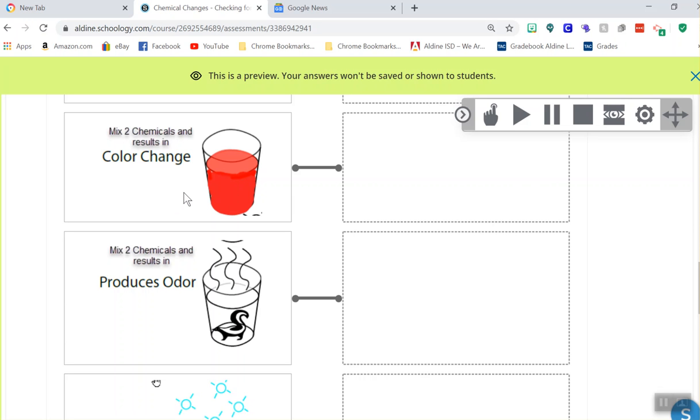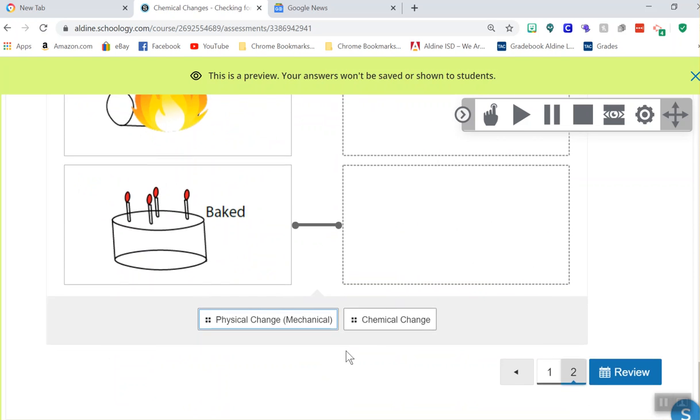If you're just mixing red dye with water and sugar with water, you can remove the dye and the sugar by boiling it and getting the water back. But that's not what we're talking about here. We're just talking two chemicals, chemical A, chemical B, and all of a sudden it makes this new chemical, chemical C. So this would be a chemical change.